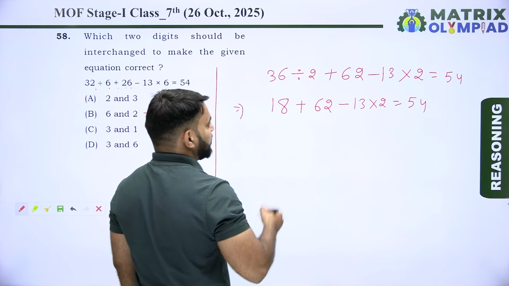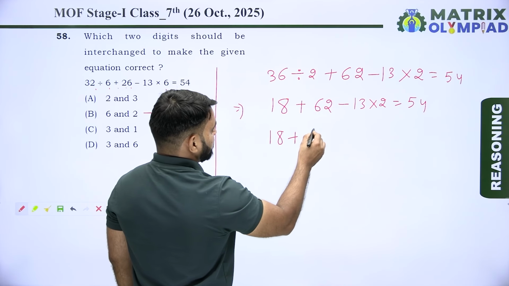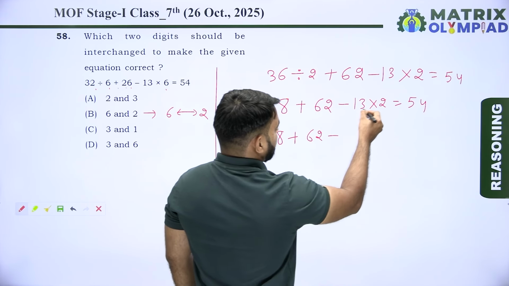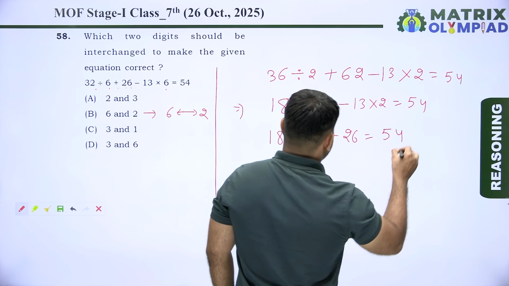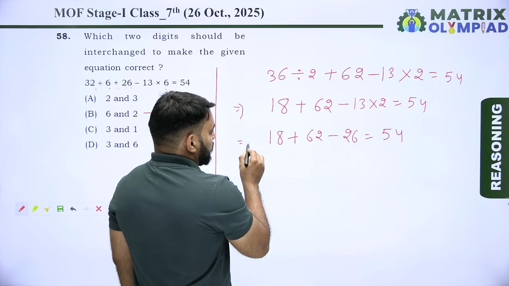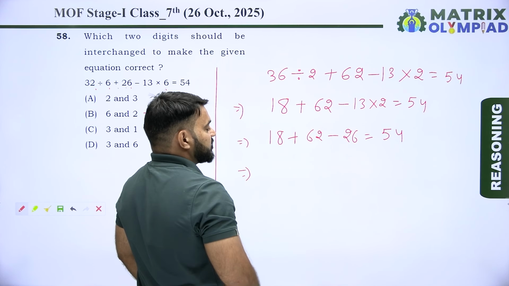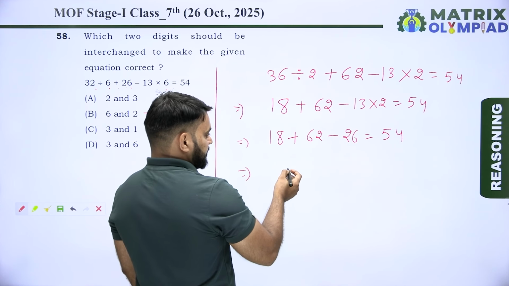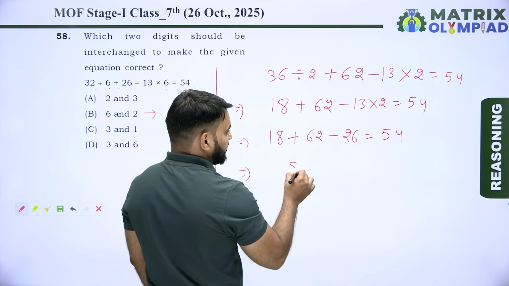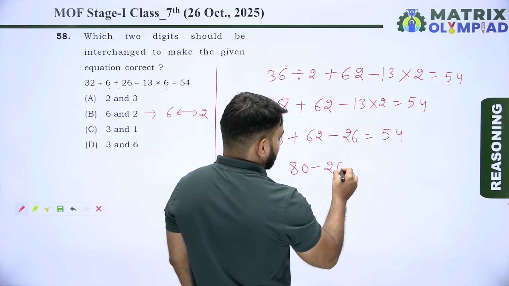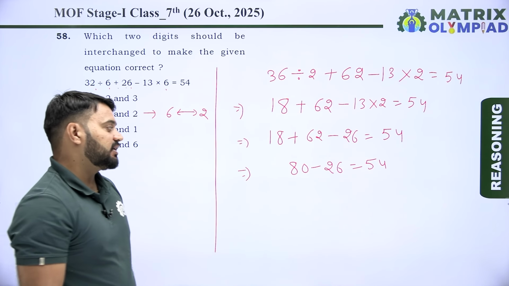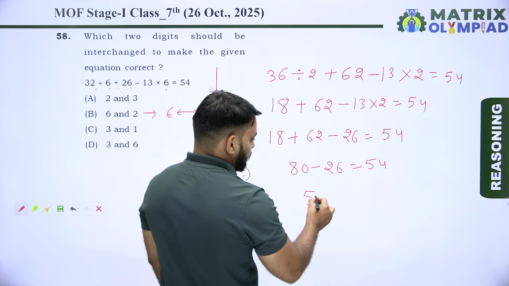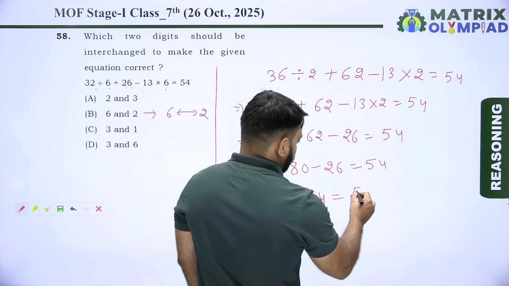54. Now multiply the numbers. 18 plus 62 minus 13 into 2, it means 26 is equals to 54. Now add the numbers. So 18 plus 62, it means 80 minus 26 is equals to 54. 80 minus 26, it means 54 is equals to 54.